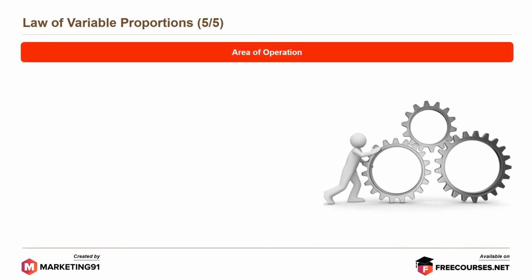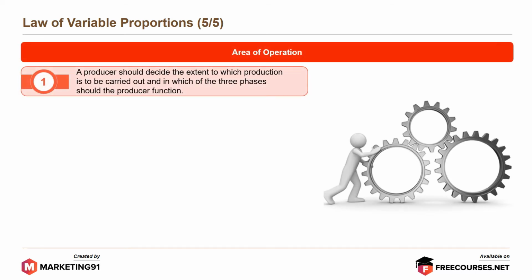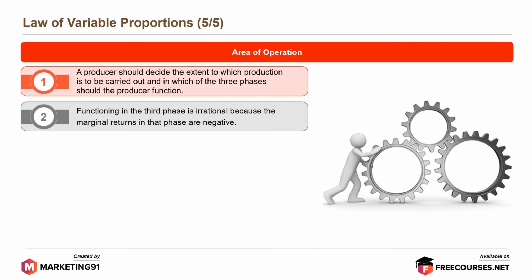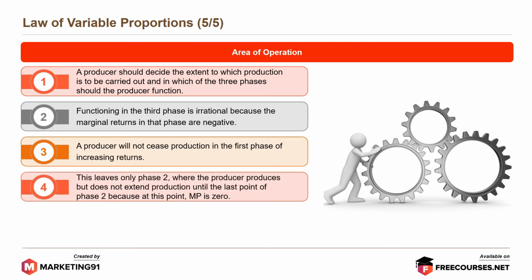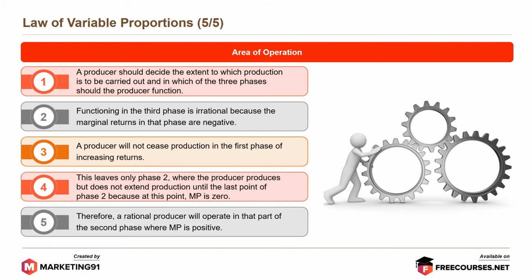Moving further, area of operations. The producer should decide the extent to which production is to be carried out and in which of the 3 phases the producer should function. Functioning in the third phase is irrational because the marginal returns in that phase are negative. A producer will not cease production in the first phase of increasing returns. This leaves only phase 2, where the producer produces but does not extend the production until the last point of phase 2, because at this point, MP is 0. Therefore, a rational producer will operate in that part of the second phase where MP is positive.